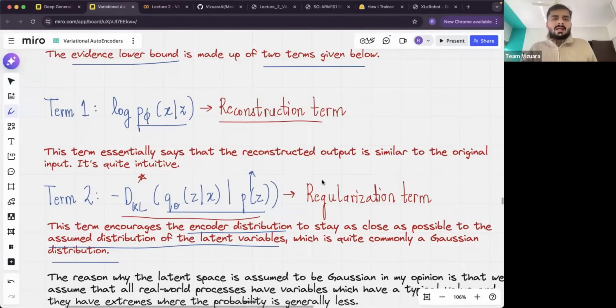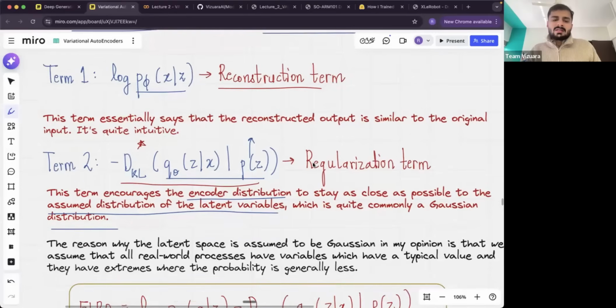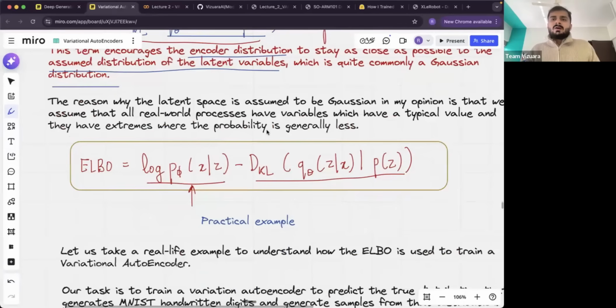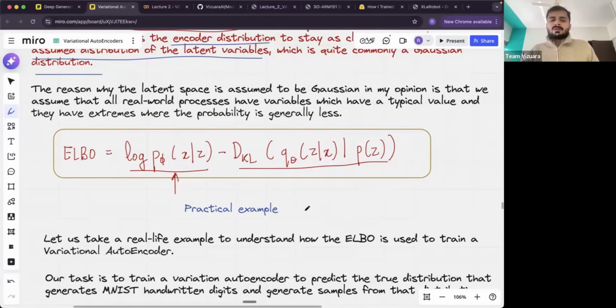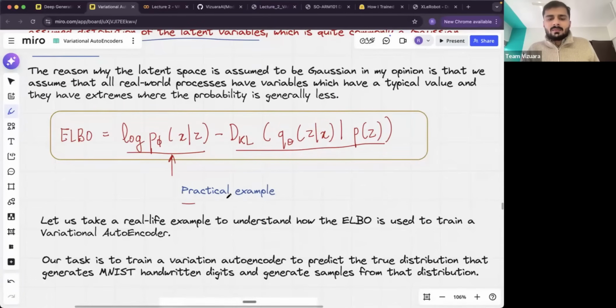But this is exactly how the action chunking with transformers is trained on the outset. It also has a reconstruction term and it also has a regularization term. So we need to understand both of these properly. Now what we will do, in the last part of today's lecture, is take a practical example to understand how the ELBO method is used to train the variational autoencoder. In this practical example, our concepts with respect to the encoder, the decoder, and the entire training pipeline will become clear.